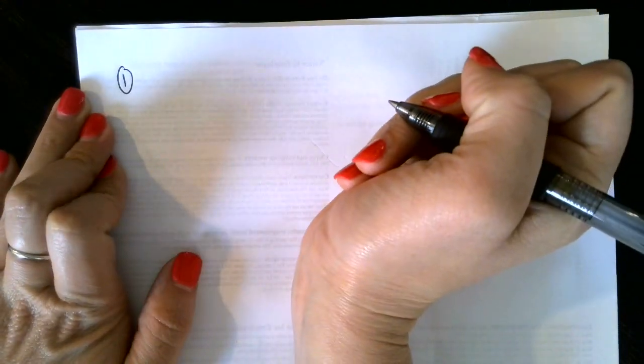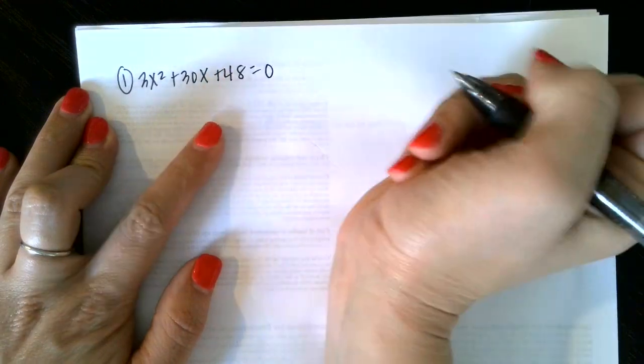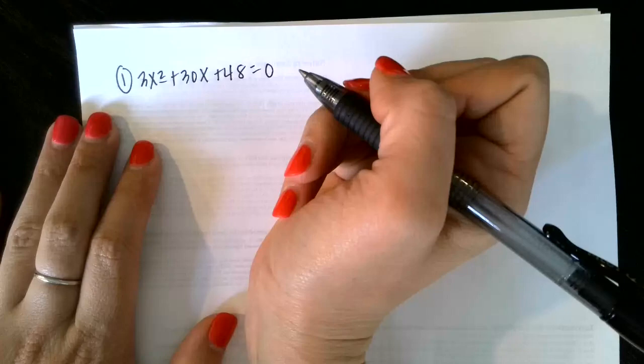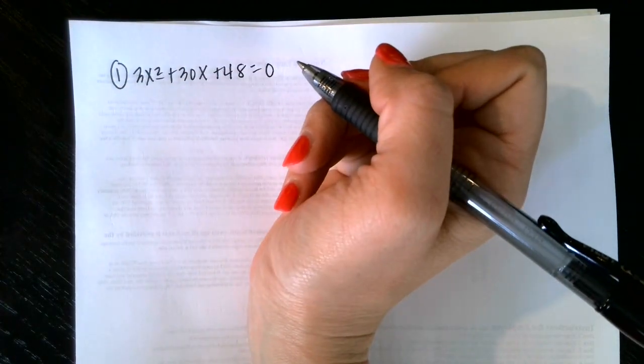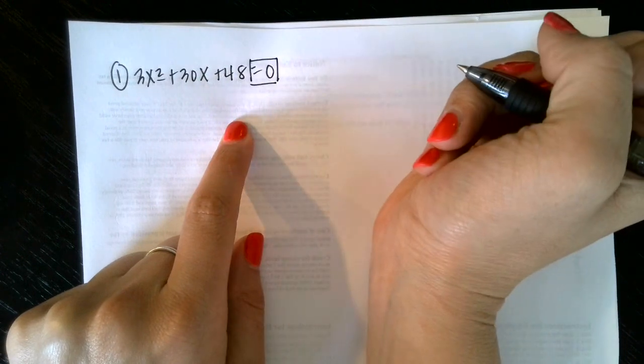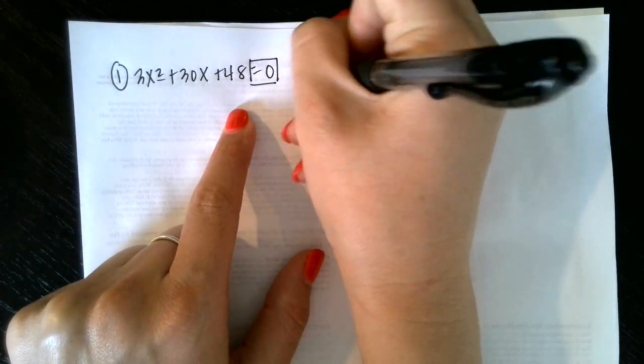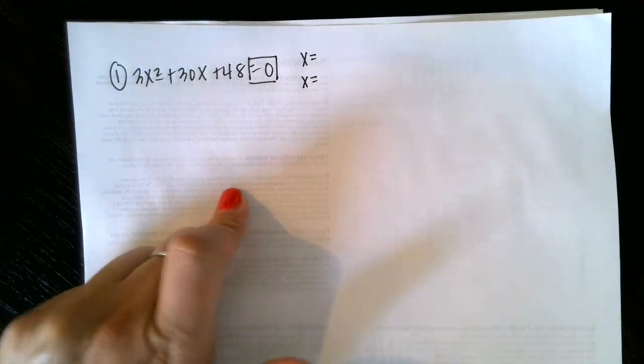So on Study Island, the very first question, at least that I had, was 3x squared plus 30x plus 48 equals 0. I know this is a quadratic equation because my term has an x squared, and I know that I'm solving and not factoring this quadratic equation because there's an equals 0. So I need to find two places where x equals something. Those are going to be my two solutions.